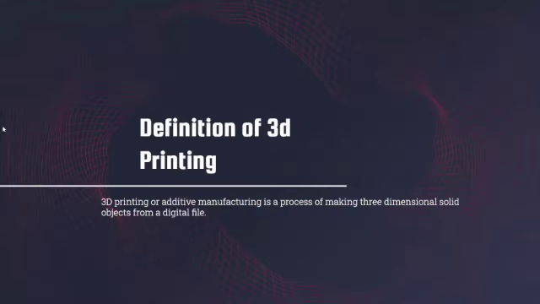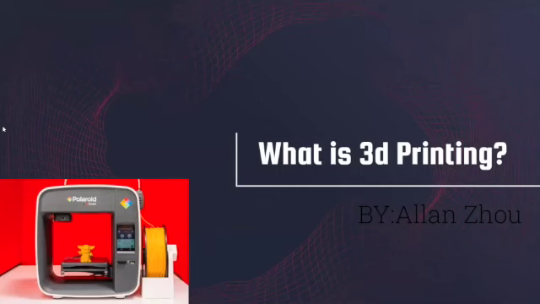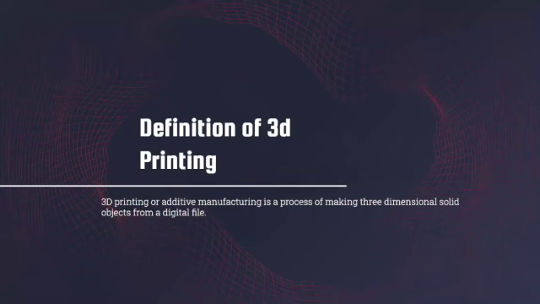Sorry. So, this is my course, and my name is Allan Zhou, and it's about what is 3D printing. So, the definition of 3D printing. 3D printing or additive manufacturing is the process of making three-dimensional solid objects from a digital file.